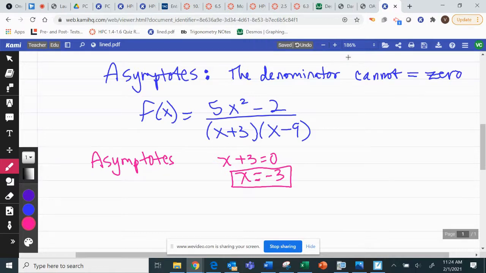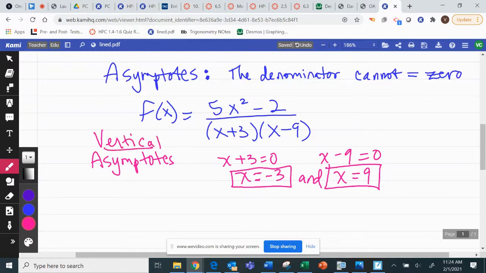And in about that same way, if x minus 9 equals 0, then the denominator equals 0. So if x equals 9, the denominator equals 0. We've got 2 asymptotes. I should say at least 2 asymptotes. There are other asymptotes that I haven't shown you yet. These would be vertical asymptotes.